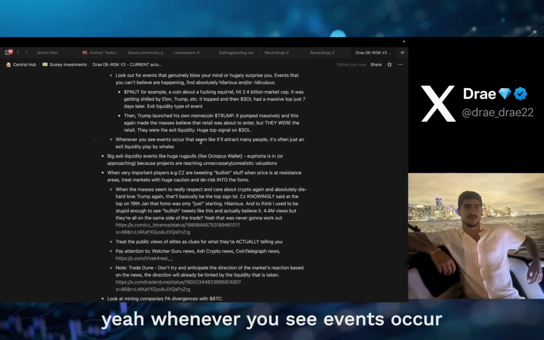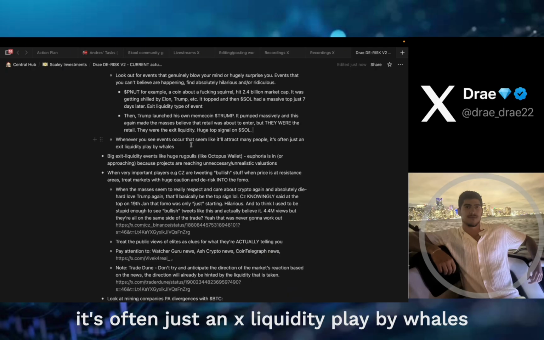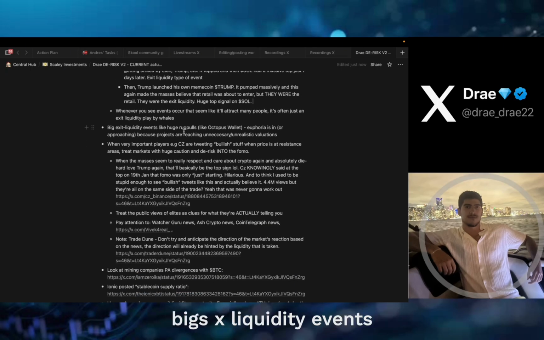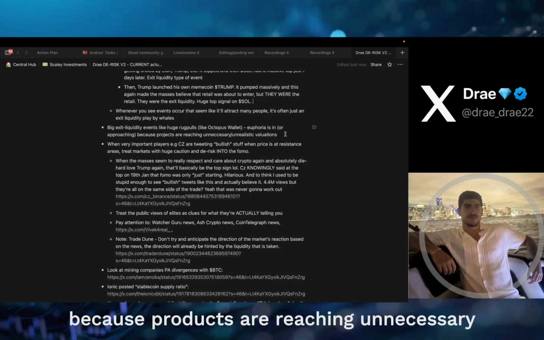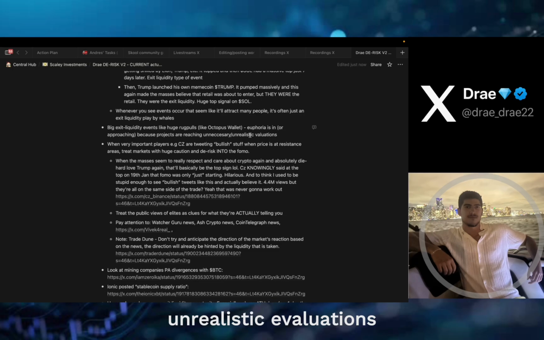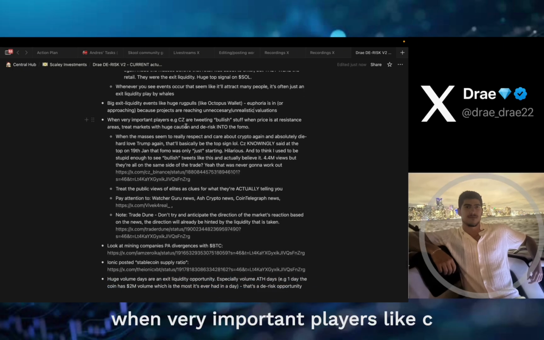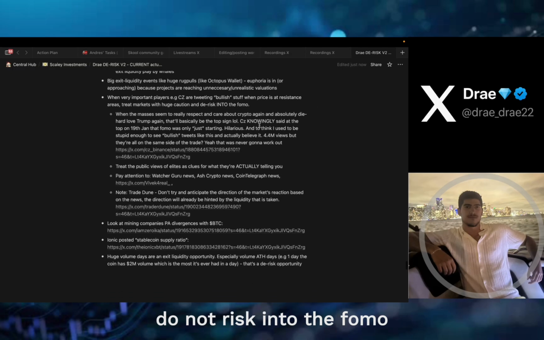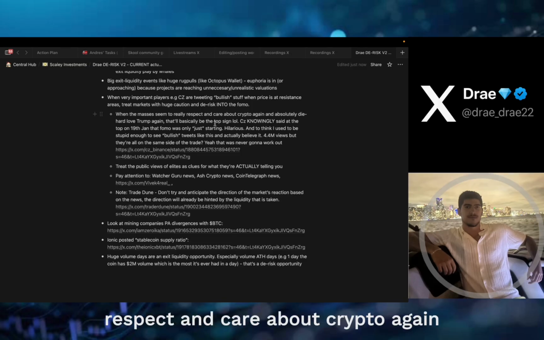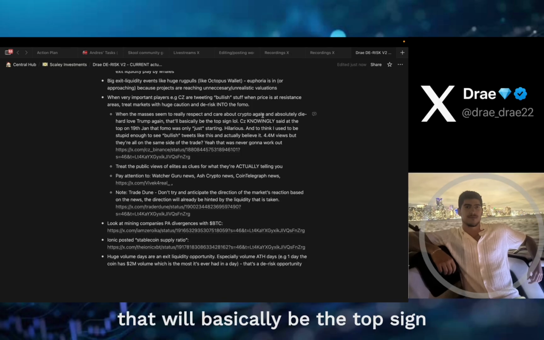Whenever you see an event occur that seems like it will attract many people, it's often just an excellent liquidity play by whales. Big liquidity events like huge rug pulls. Euphoria is in because products are reaching unrealistic valuations. When very important players like CZ are turning bullish and prices are at resistance areas, treat markets with huge caution. Do not risk into the FOMO. When the masses seem to really respect and care about crypto again and absolutely die-hard love Trump again, that'll basically be the top sign.